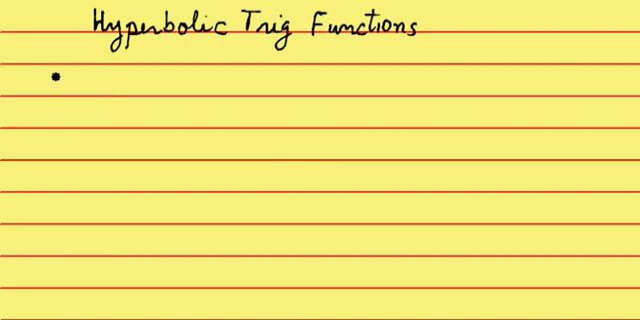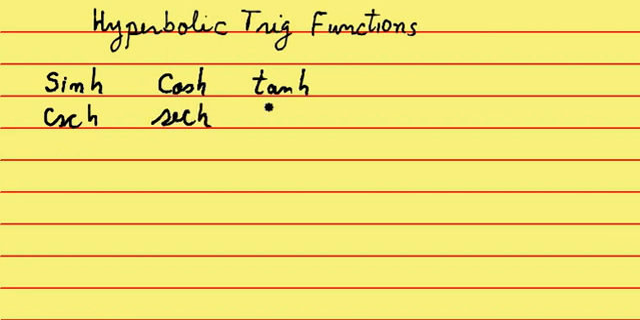We are going to talk about the following functions. We have hyperbolic sine, hyperbolic cosine. Let's write the name of them. Hyperbolic sine is written as sine h, sometimes read as sinh. Hyperbolic cosine is written as cosine h. Hyperbolic tangent is written as tan h. Reciprocals of these functions are called cosecant and secant and cotangent. Let's go ahead and discuss each of them.